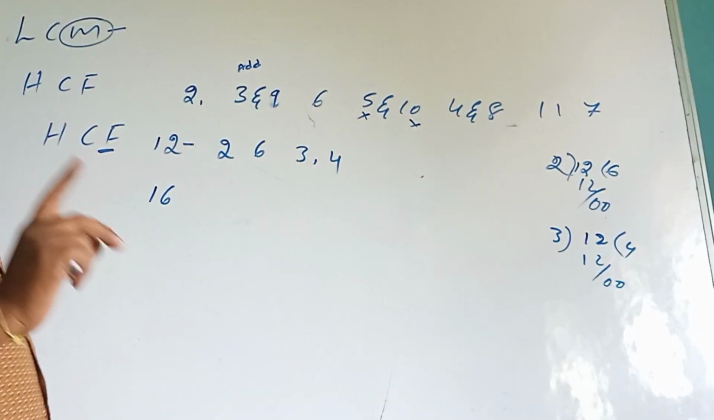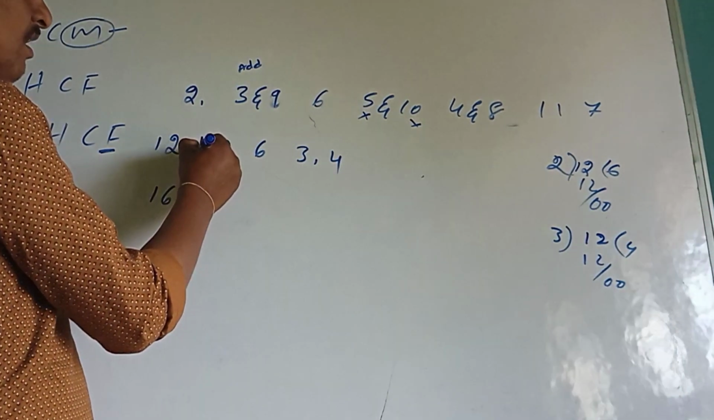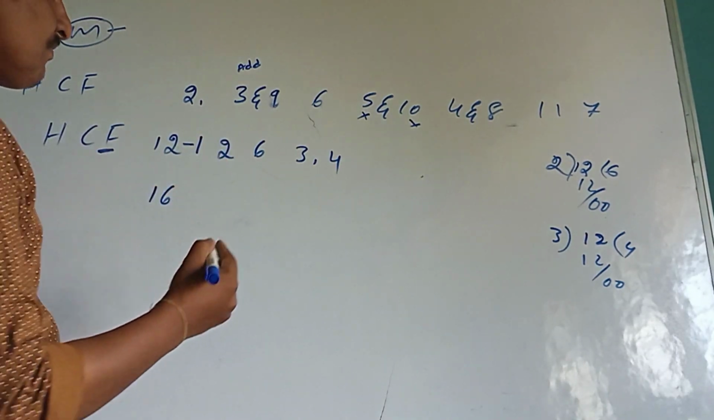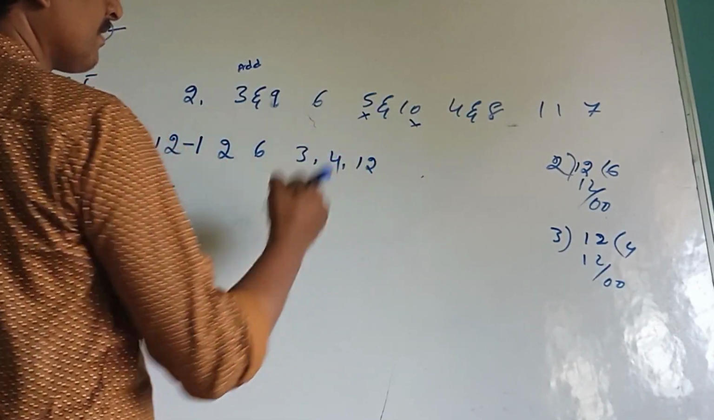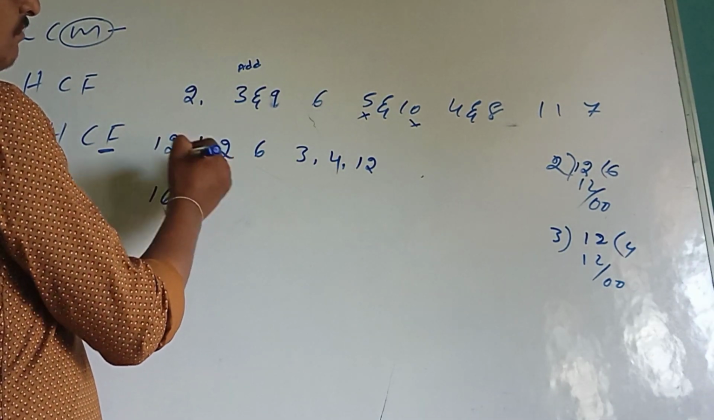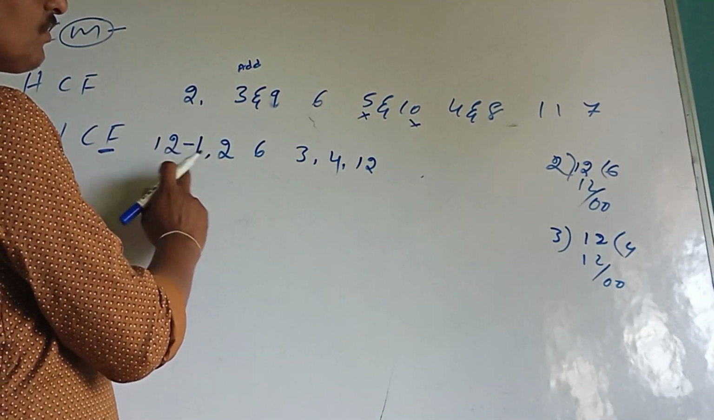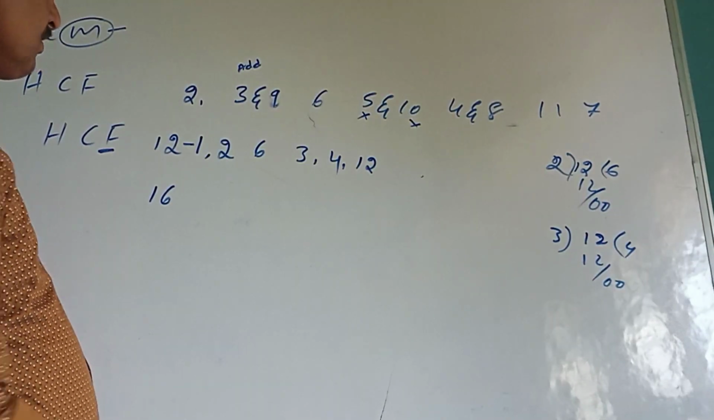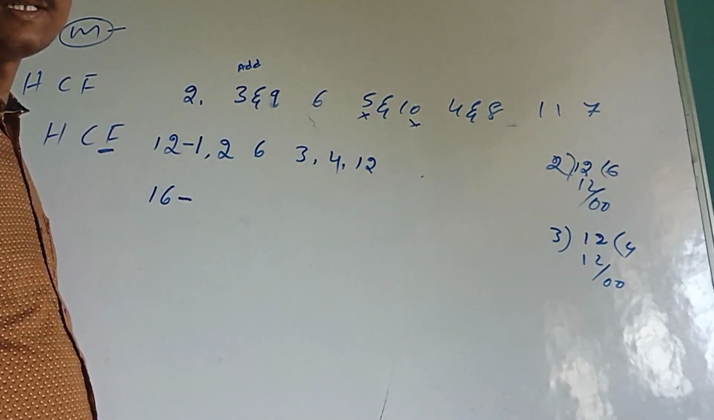So when you are going to write the factors, 1 is common for all numbers, and the number itself is also a factor. So now I have found all the factors of 12. Now we have to find the factors of 16.